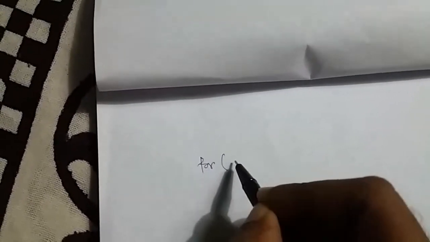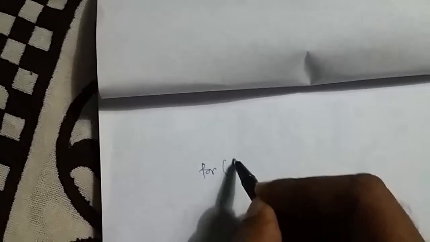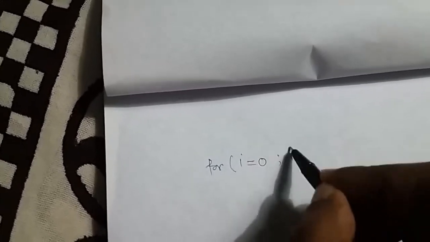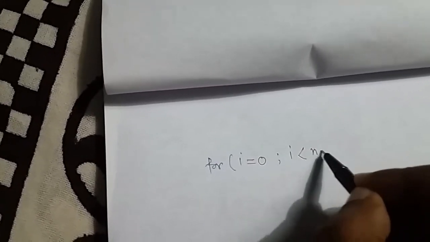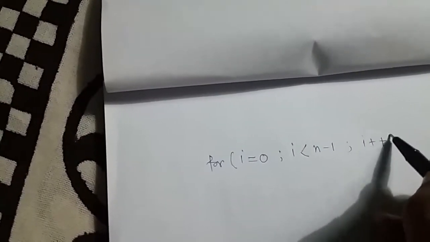Now let's write the code for the outer loop. For, I am taking loop control variable to control the number of passes, as i equals to 0, then i less than n minus 1, and here i plus plus because it is forward loop.